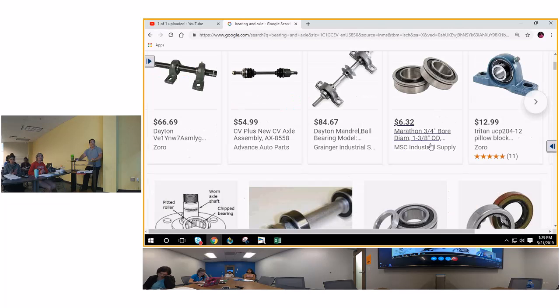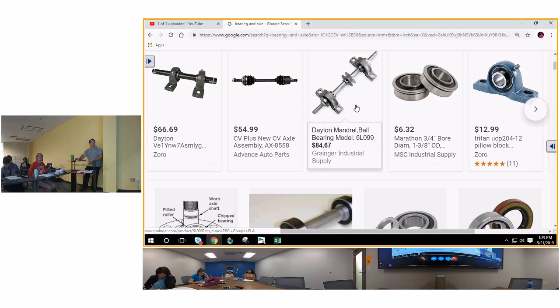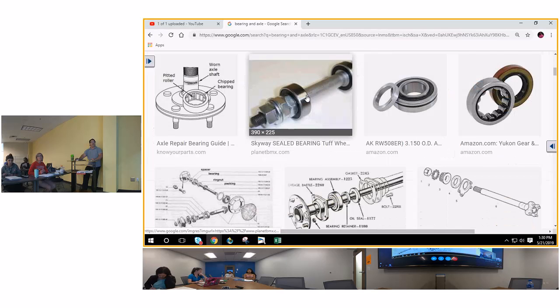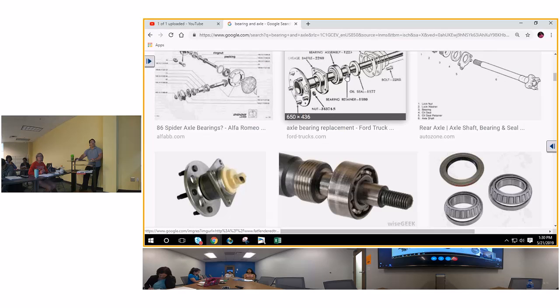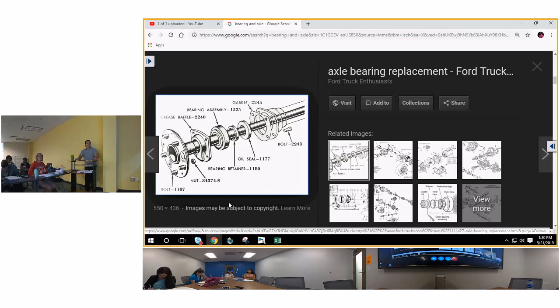There's a good example of a bearing and axle right there. That's a good example. I like this one really, but this one's a diagram. Here we go, we'll just pull that one up. All right, you see this bearing right here?